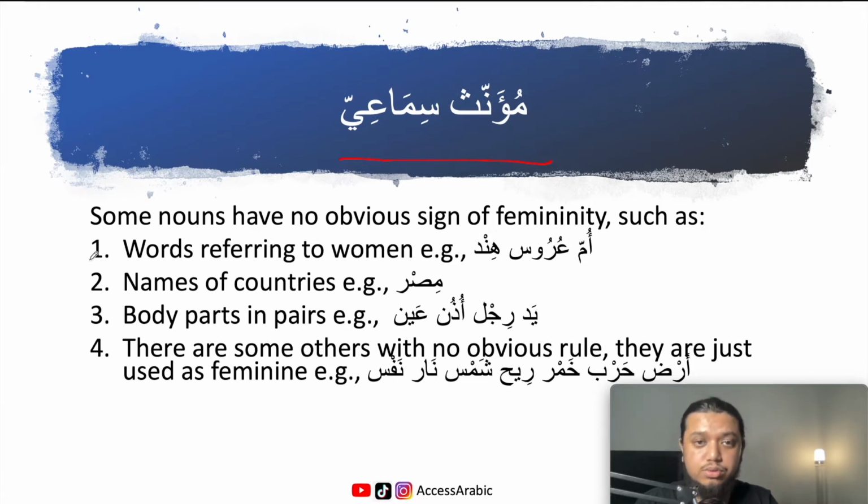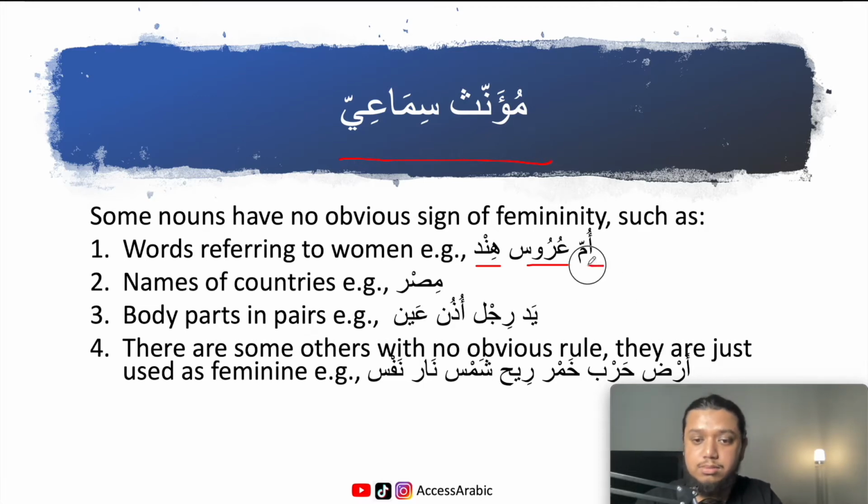words referring to women. As we can see in the example, Hind. Hind is a woman's name in Arabic. Because it is a woman's name, it is a feminine word. Likewise, urus. Urus means bride. Just like in English, even though in English we don't usually have gendered words, we do sometimes. A bride in English refers to a woman. Bridegroom refers to a man. In Arabic, urus is bride, therefore it is a feminine word.